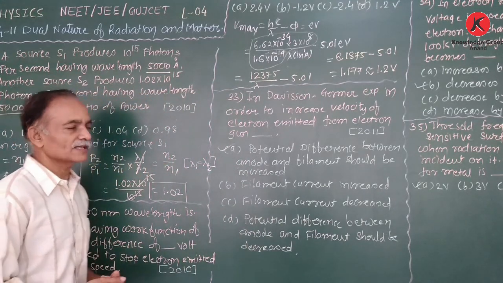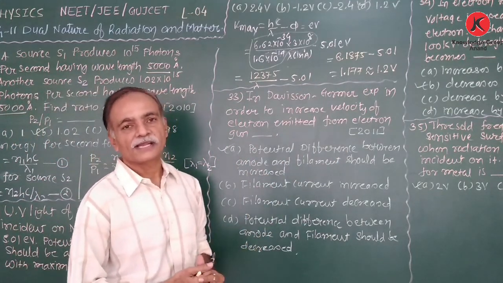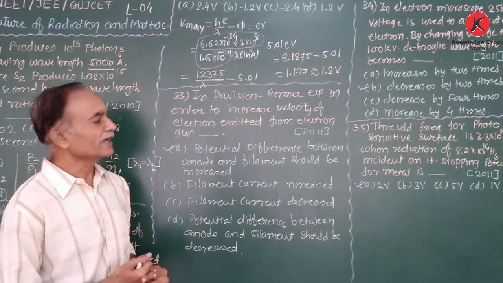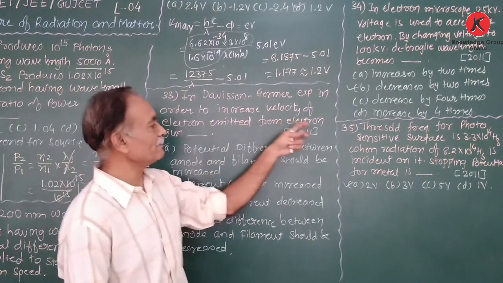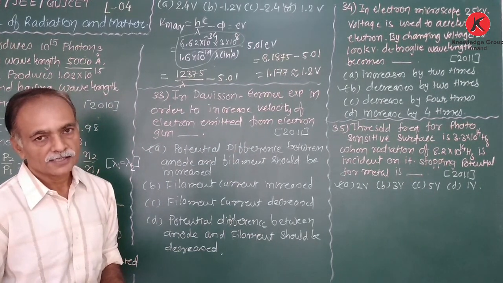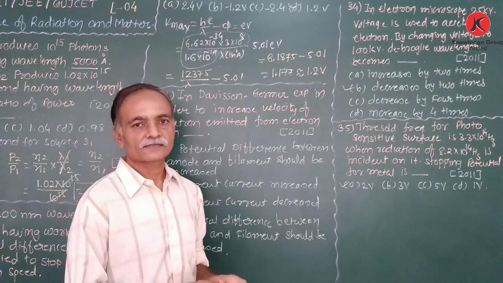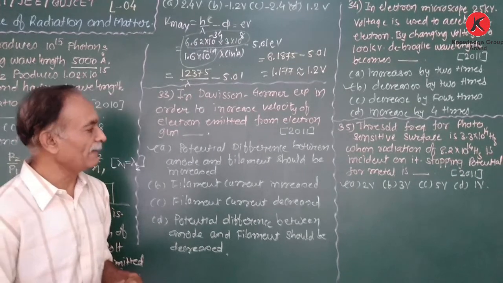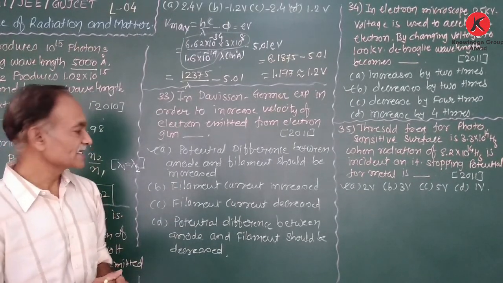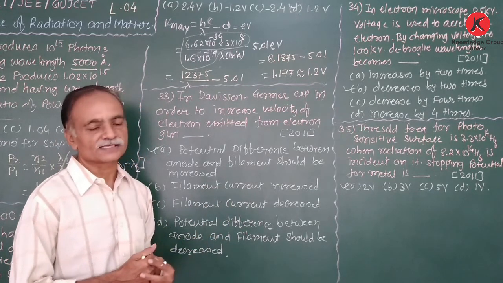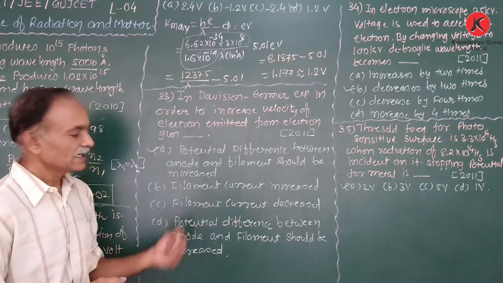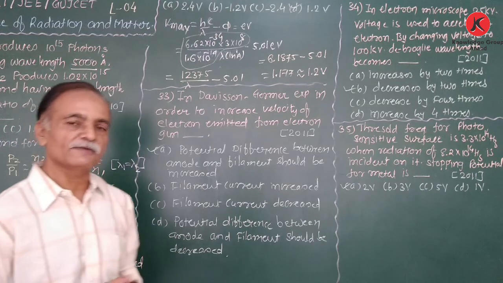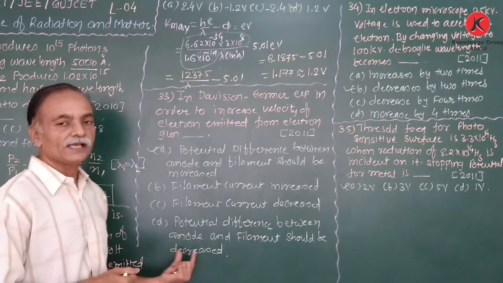Now next, on the basis of the theory, this question is asked on the basis of Davisson and Germer's experiment. In the Davisson-Germer experiment, in order to increase the velocity of electrons emitted from the electron gun, which of the following options is correct? The first is: the potential difference between the anode and filament should be increased. Second option: filament current should be increased. Third: filament current should be decreased. Fourth option: potential difference between the anode and filament should be decreased.